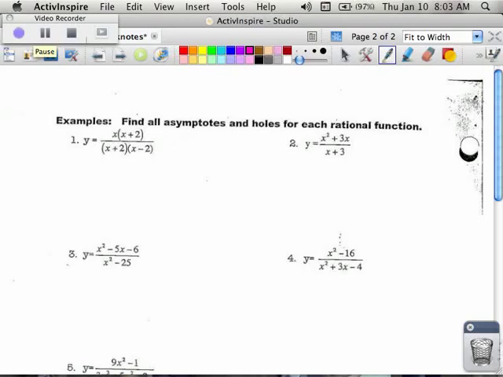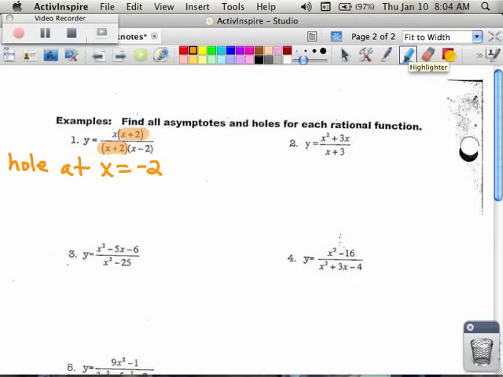Okay, so first of all, let's talk about holes. In number 1, what I notice is that there's an x plus 2 on the top and the bottom. Because there is an x plus 2 on the top and the bottom, I know that there is a hole at x equals negative 2.